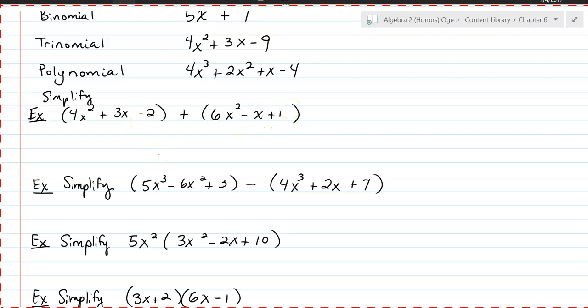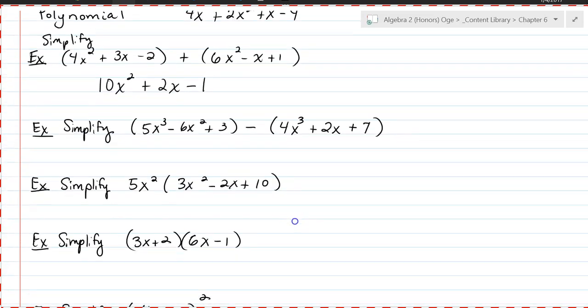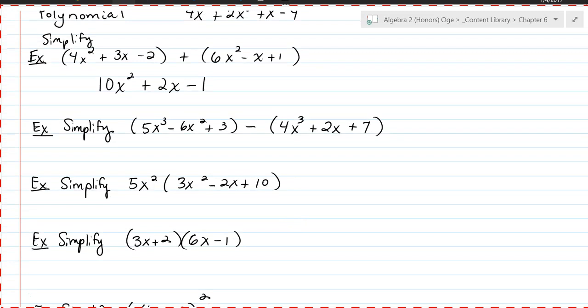So what we're going to do is we're going to look for like terms. So I see 4x squared plus 6x squared, and we're going to add those together, and I get 10x squared. I see 3x and negative 1x. 3x plus negative 1x is 2x. And then I have negative 2 plus 1, which is negative 1. So when I add polynomials together, all I'm going to do is add like terms. Very simple.